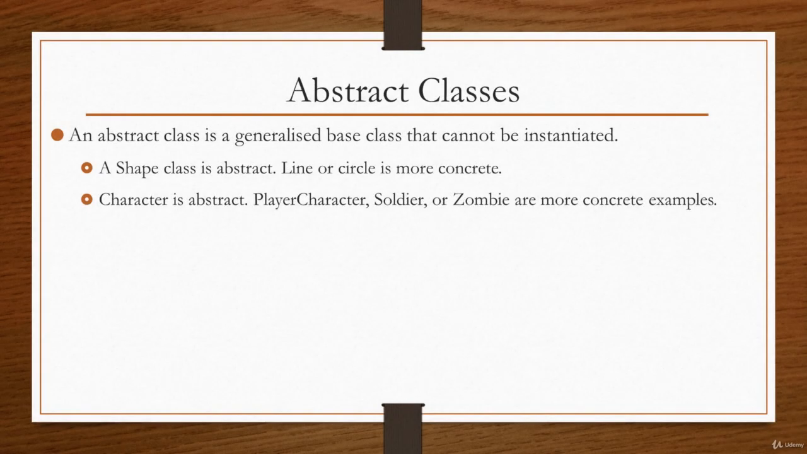Hey, so in this video I want to introduce abstract and concrete classes. We'll start off with the abstract classes. An abstract class is a generalized base class that cannot be instantiated. Right, so we're going to try and prevent this class from being instantiated.